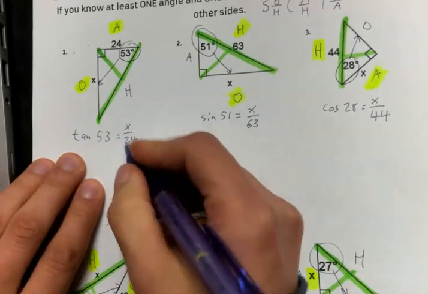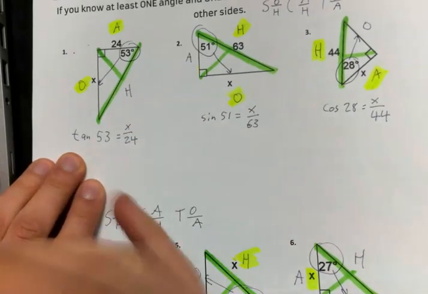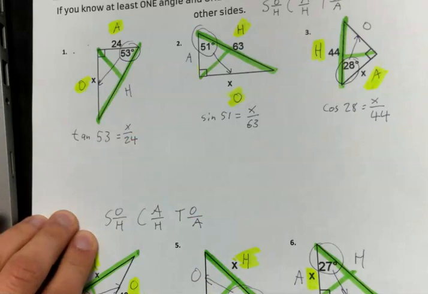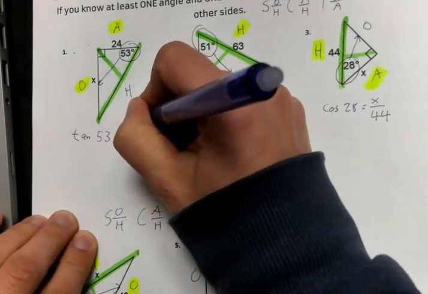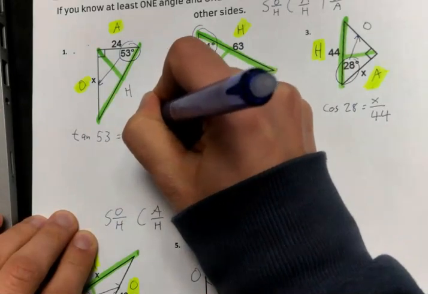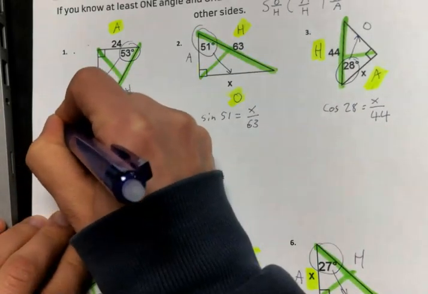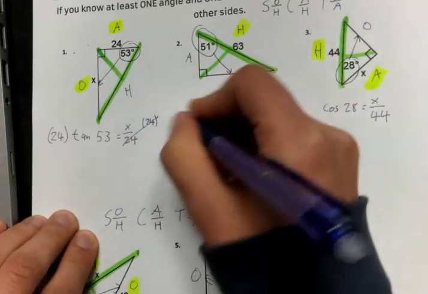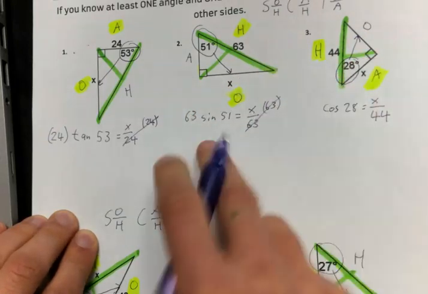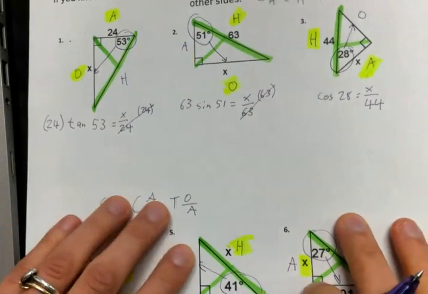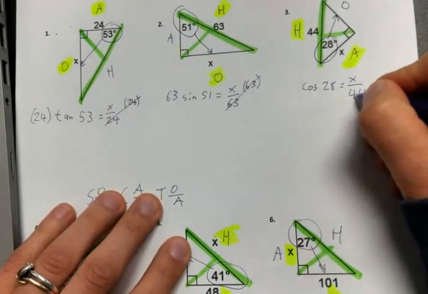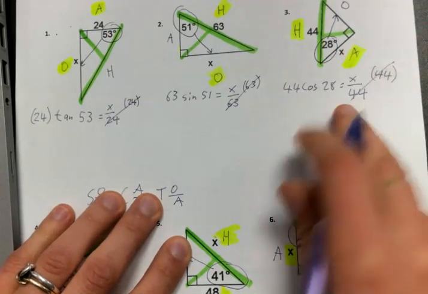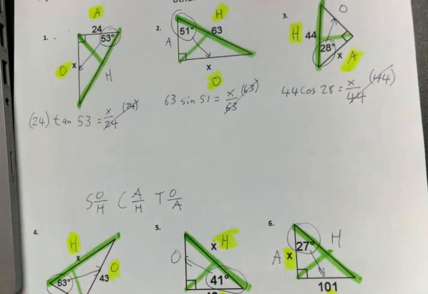Now from here, in order to solve, on these problems, we have 24 on the bottom, all right, X divided by 24. So in order to get rid of my 24, I just need to go ahead and multiply both sides by 24, okay? So multiply both sides by 24, that cancels that out, so 24 times that. Multiply both sides by 63 here, that cancels that out, right? So X is equal to that. Multiply both sides here by 44. That cancels that out. So this is what we end up with there.